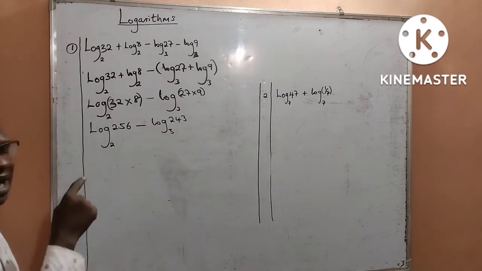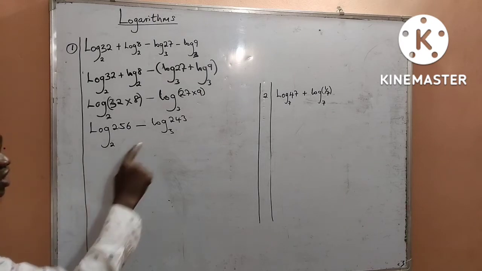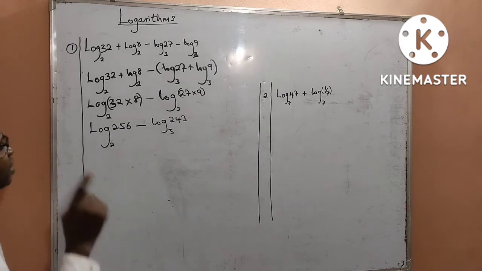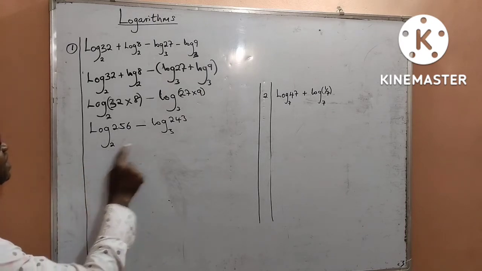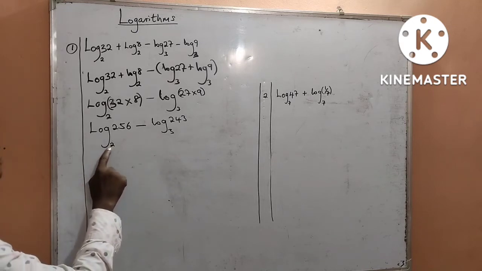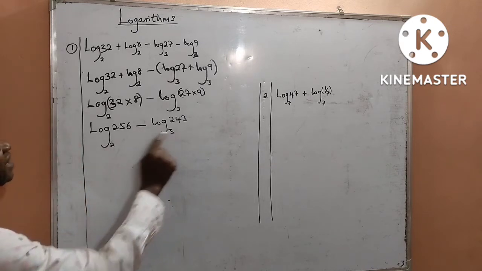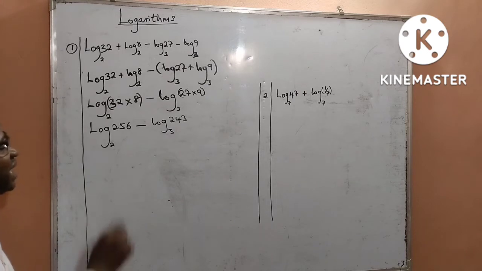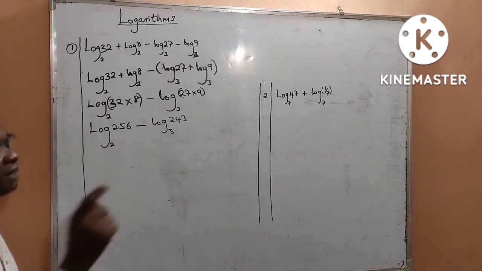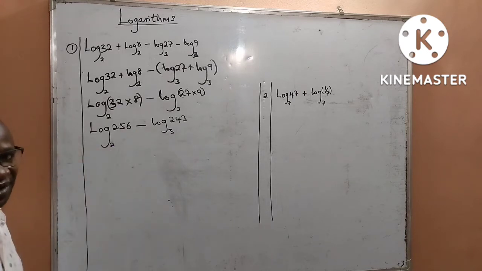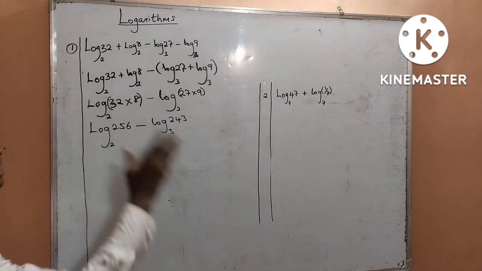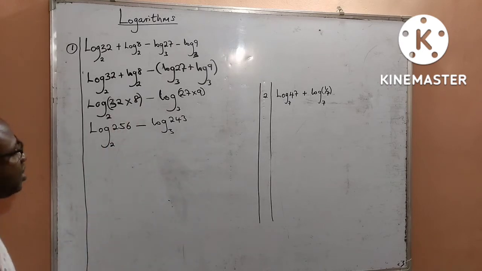I would have applied the subtraction law of logarithms, but I cannot do that here because the bases are not the same. I have base 2 and I have base 3. What this means is that I am going to solve them separately because they have different bases, and after that, I can subtract my results.